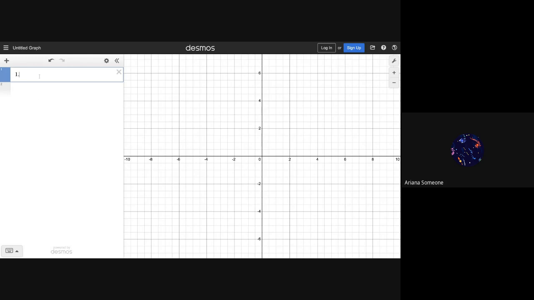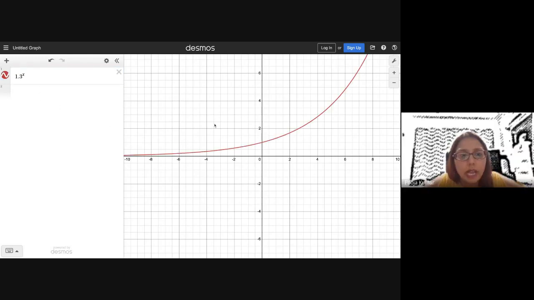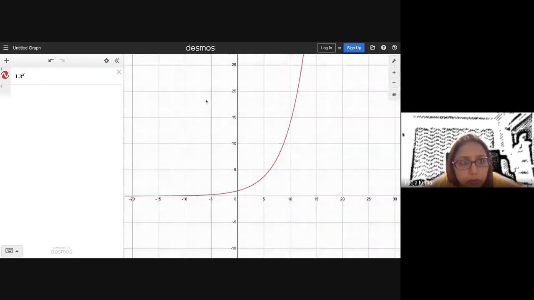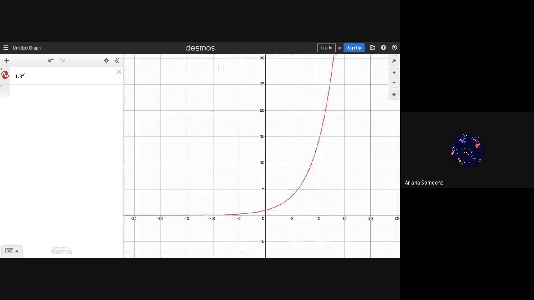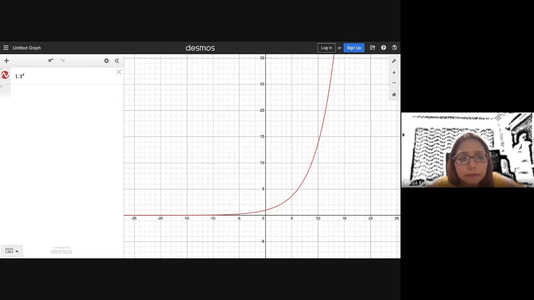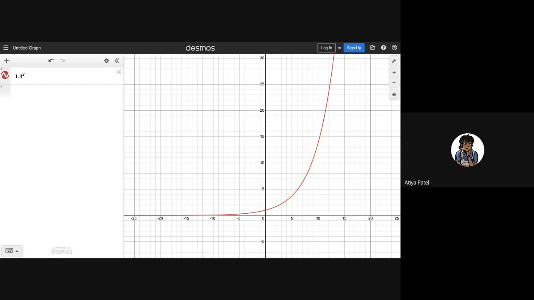Miss, how do you put the power? How do you make it upwards? Shift and that arrow. Shift arrow. I think Ryan was able to do. Okay. Oh, yeah, I'm doing it.